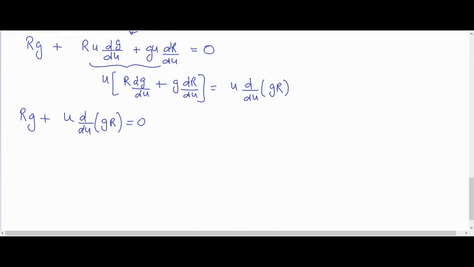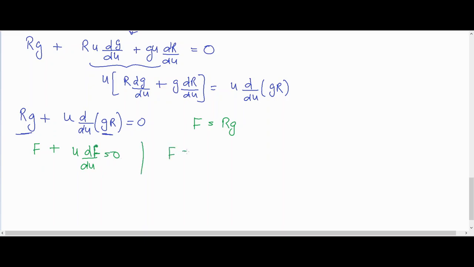and now again we can see that we have this rg in multiplication in both terms. So we are going to do another thing. We are going to say that this new function f is actually rg, right? So after this we will get f plus u d by du of f is equal to 0. Now this is quite an easily solvable differential equation, so let's solve this.